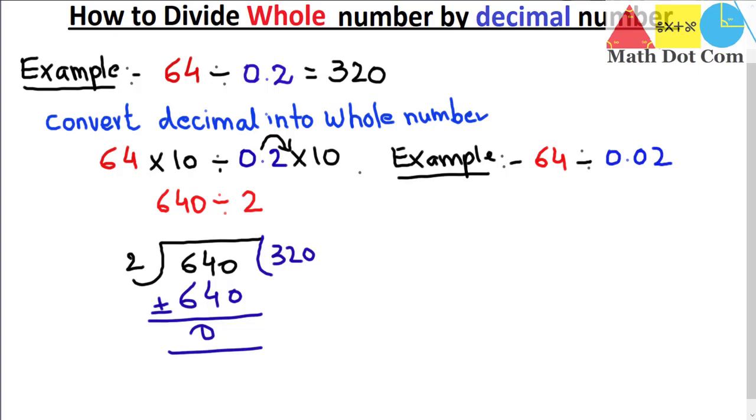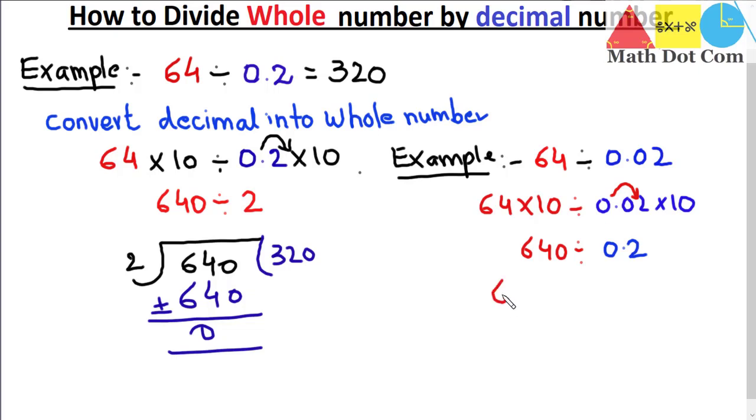For that purpose, we first multiply both sides by 10. So let's multiply both sides by 10: 64 multiplied by 10 divided by 0.02 multiplied by 10. So what we will get is 640 divided by, if we multiply by 10 once, this point will go here. So what we will get is 0.2. So still it is a decimal number, so we need to multiply it by 10 again.